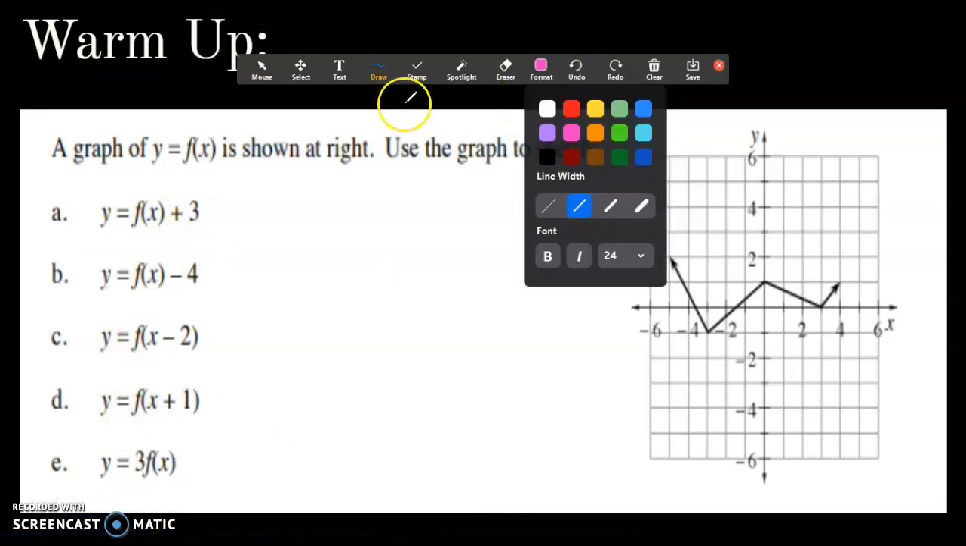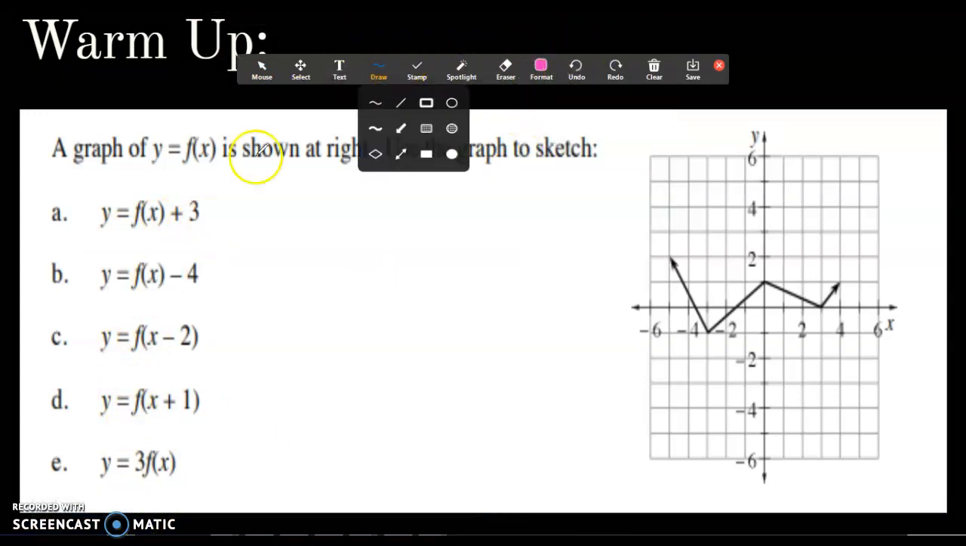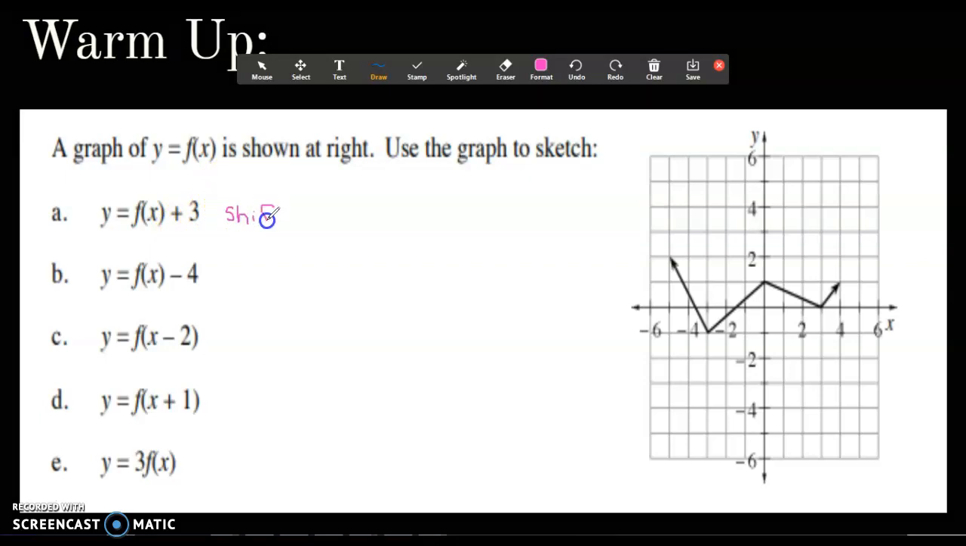Just to give you a refresher. Remember, if I look at A, if I take f of x and I add 3, that is going to shift this up 3 units. So we have a shift up 3 units. I would be taking the entire graph and shifting it up 3 units. All right, now pause the video, go through B through E, tell me what the change is.